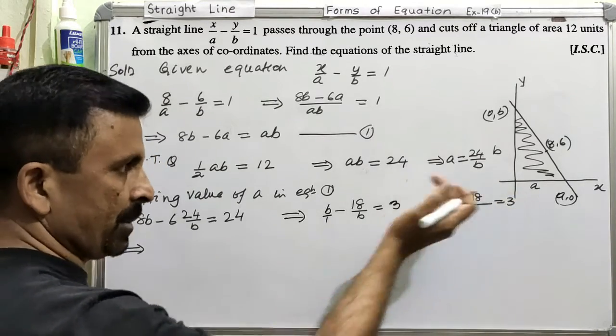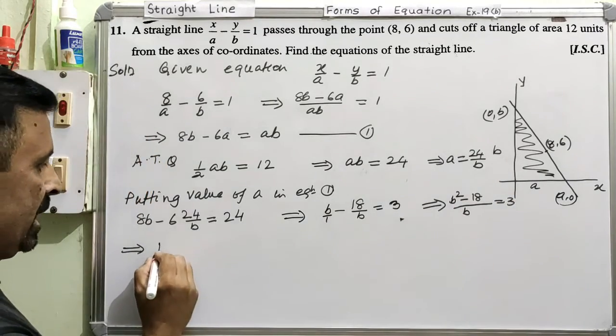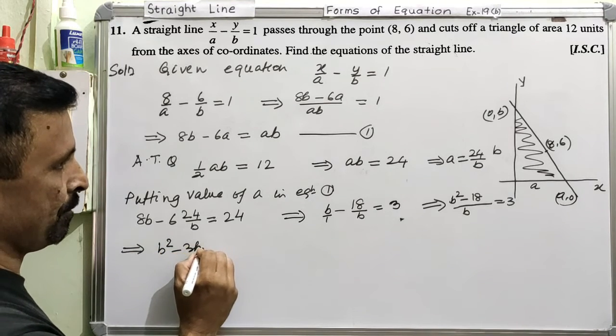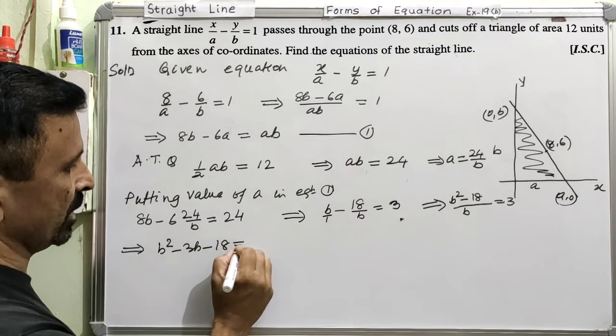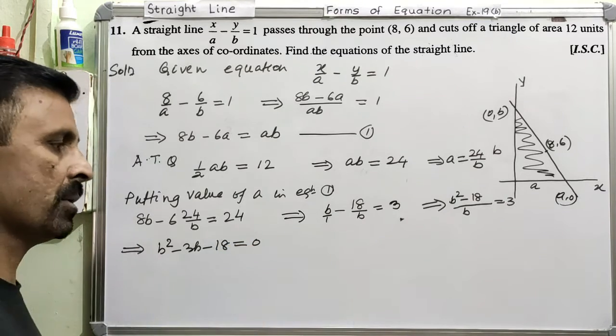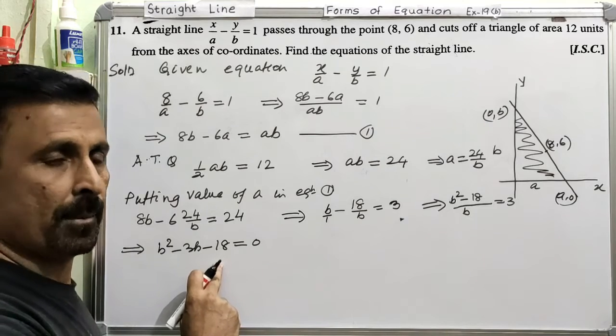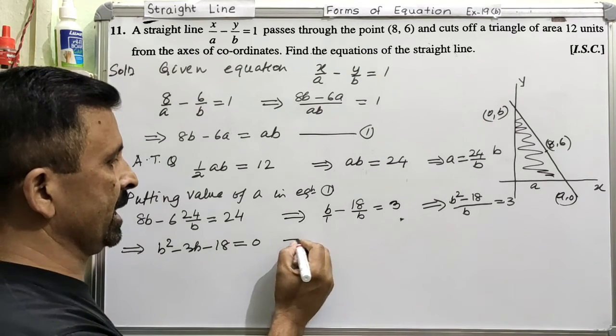So that plus 3B will become negative 3B. So finally, in order to save time, B square minus 3B minus 18 is equal to 0. Now you got a quadratic equation. Now we will solve and get two values of B. So let us factorize and then get it.